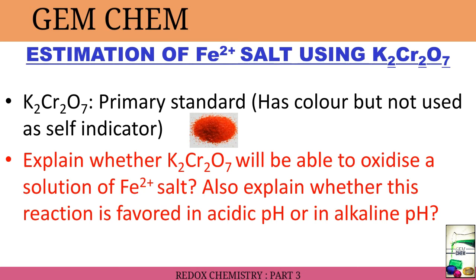So these videos of redox chemistry are mainly based on the theory portion as well as the questions asked for viva. Let us see another question: explain whether K2Cr2O7 solution will be able to oxidize a solution of Fe2+ salt, and also explain whether this reaction is favored in acidic pH or alkaline pH. We dealt with such a question in our previous video, so today we will deal with K2Cr2O7 solution.